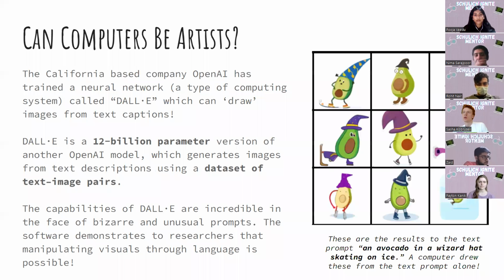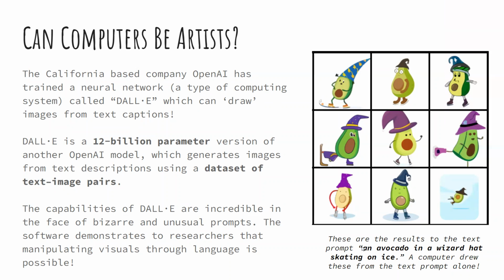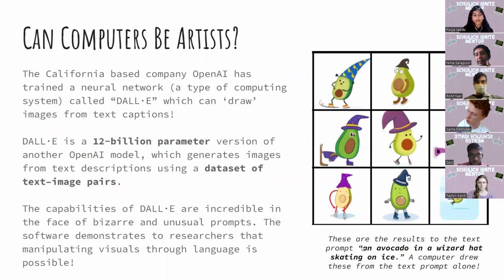So what is this thing? There's this company, OpenAI, that created a program they call DALL-E. You provide a sentence or a text to this program, and in return you get some sort of images related to that text. For example, on the bottom right, under the picture, there is a sentence that says an avocado in a wizard hat is skating on ice. And you can see the picture is a combination of the hat, the avocado, and the skating. So it's really cool.